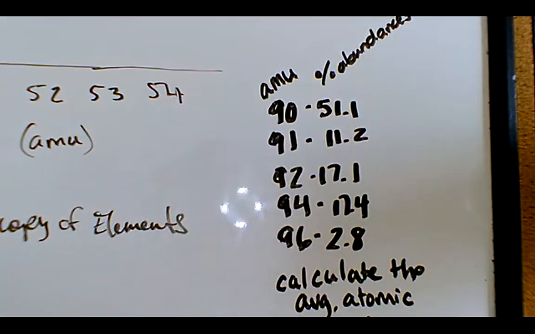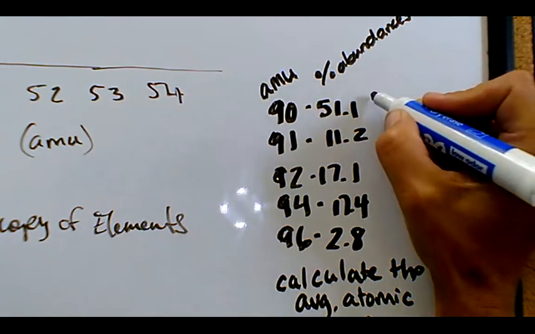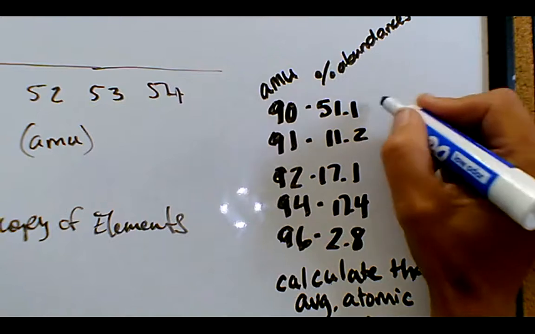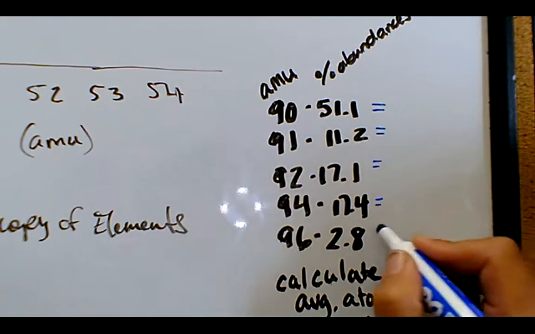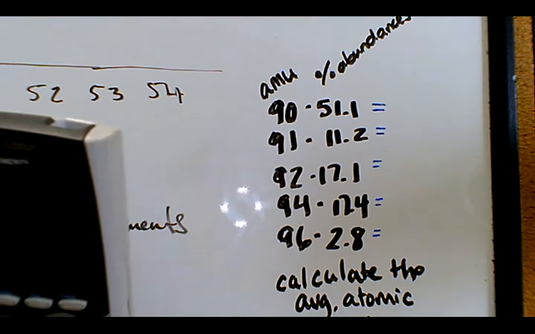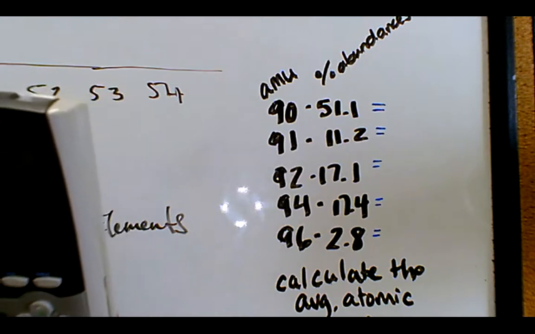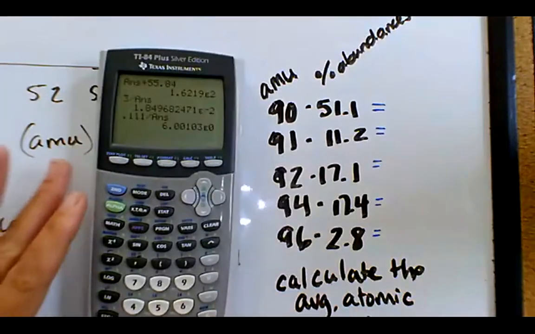We're going to multiply that by the percent abundance, and we're going to press equals. What we are not going to do is add these up and divide these by 5. That would be absolutely the wrong thing to do. The average atomic mass is a special average, and you do not ever divide by the number.